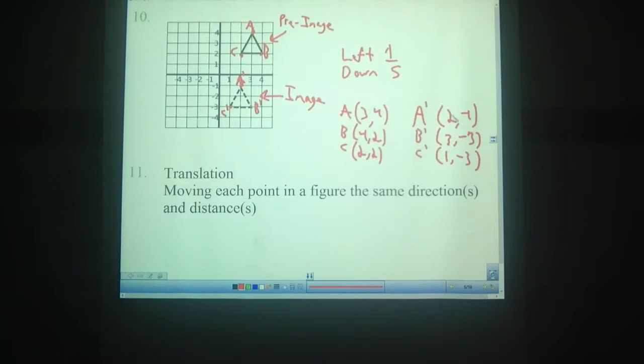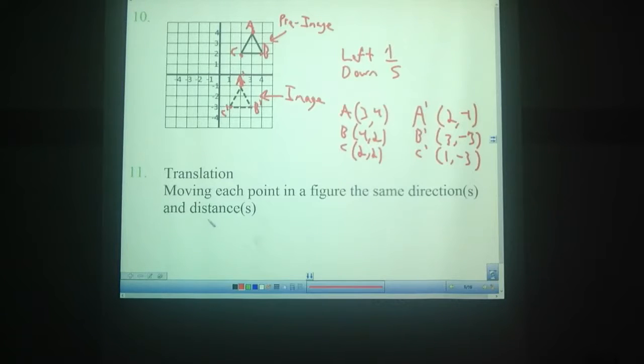So look at the point from A to A prime, B to B prime, C to C prime. Look at the patterns of the coordinates, because there is a pattern there. Pause the video, see if you can find it. And back. Hopefully you notice that the x-coordinate decreased by 1, the y-coordinate decreased by 5. Which correspond with the left 1, left is x direction, negative, and down 5, that's y direction, negative.